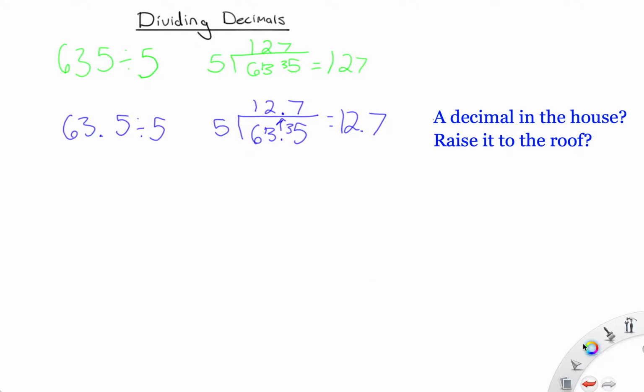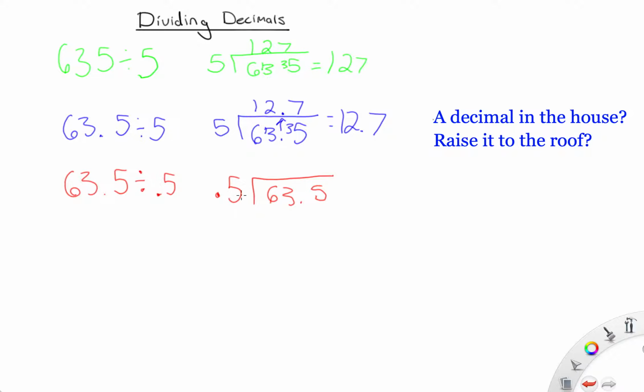So now what we're going to do is try a question where there is a decimal in the divisor. So let's try 63.5 divided by 0.5. So we're going to set it up the same way. 0.5 is our divisor, and 63.5 is our dividend. So what we need to do first is make this 5 a whole number.